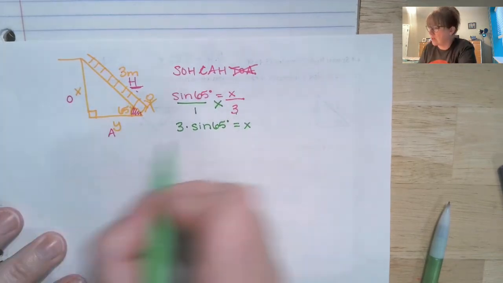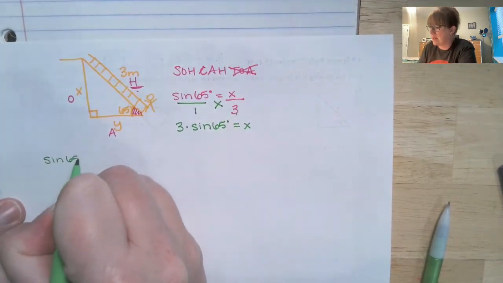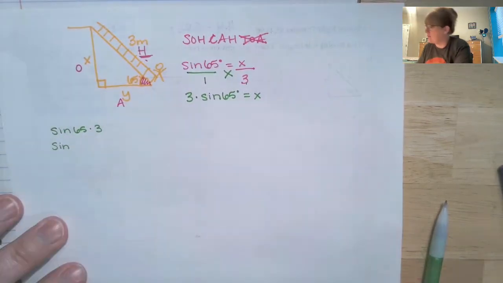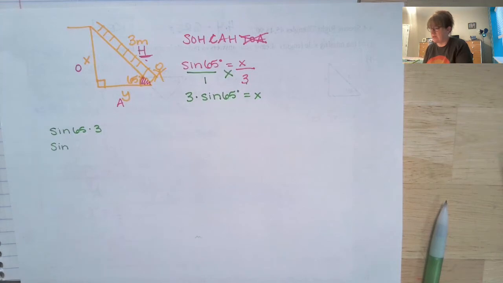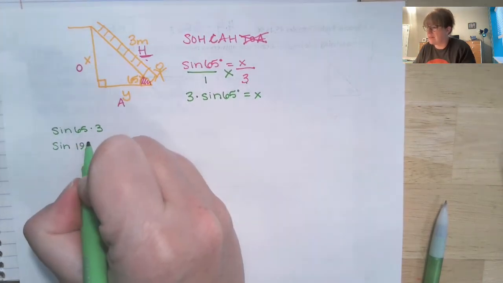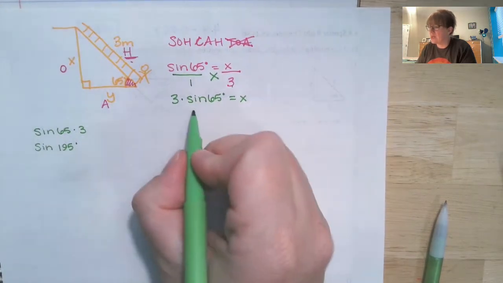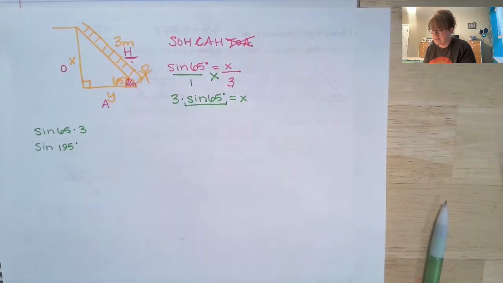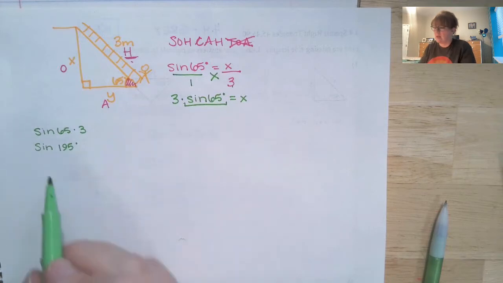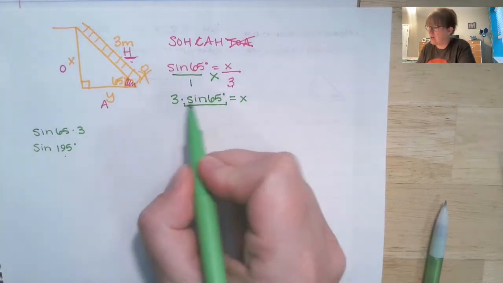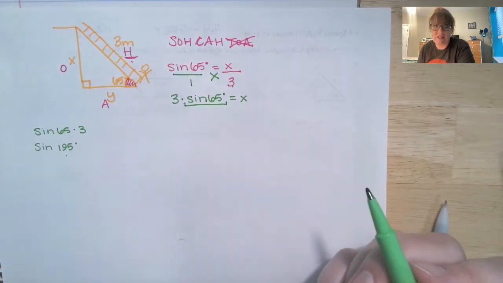Really quick, let me say why we do that. If we said sine 65 times 3, our calculator would read this as the sine of, what's 65 times 3? 65 times 3 is 195 degrees, okay? But if we put it in like this, it's saying 3 times this value. And sine 65 is less than 1, 0.906. So huge difference. We got 195 degrees, and we're doing sine of that, or sine of 65 degrees. Big difference, okay?